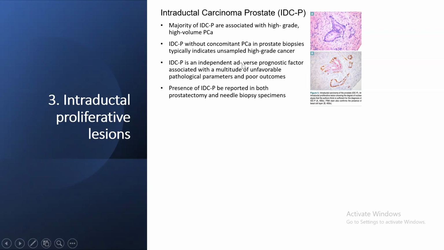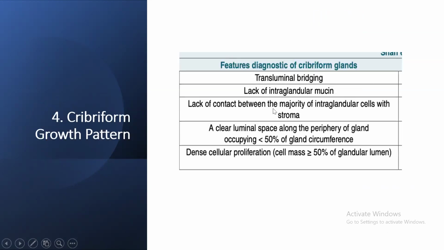Again, this is an independent adverse prognostic factor associated with unfavorable pathological parameters and poor outcomes. And this has to be reported in both needle specimens as well as in the prostatectomy specimens. Then cribriform growth pattern, again, we'll have to identify if we are finding it in needle biopsy and prostatectomy specimens.